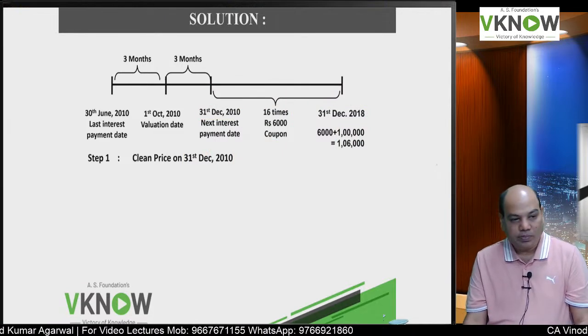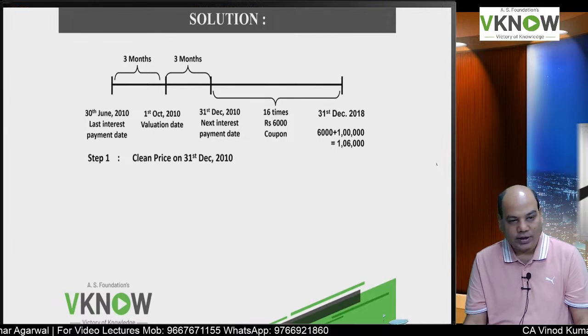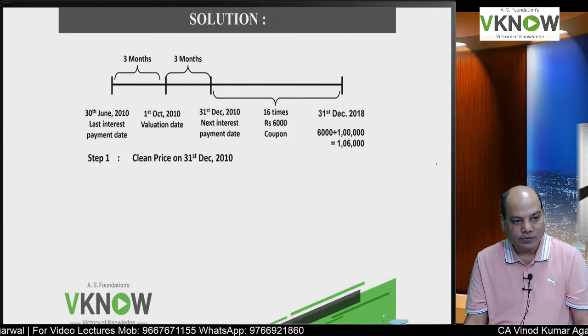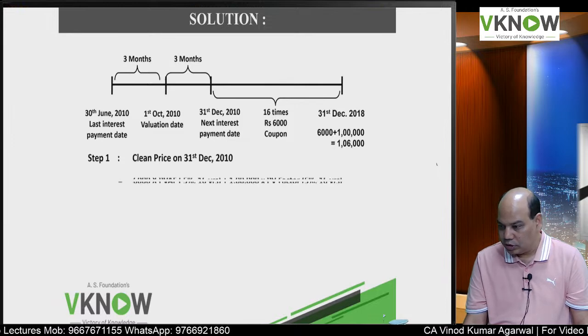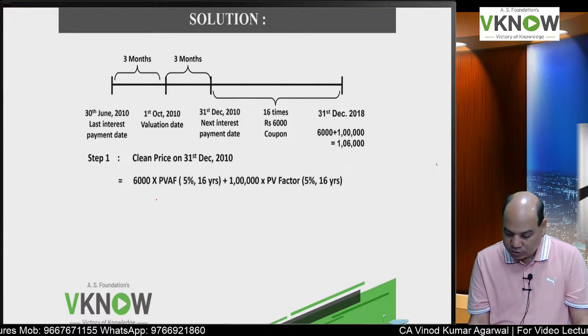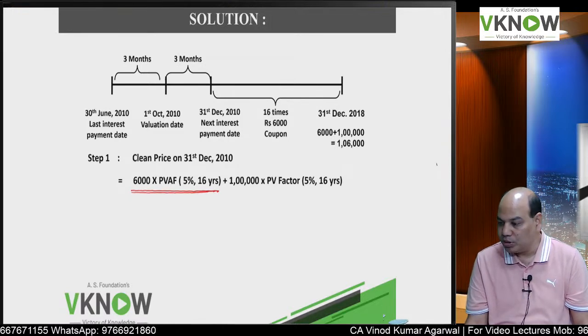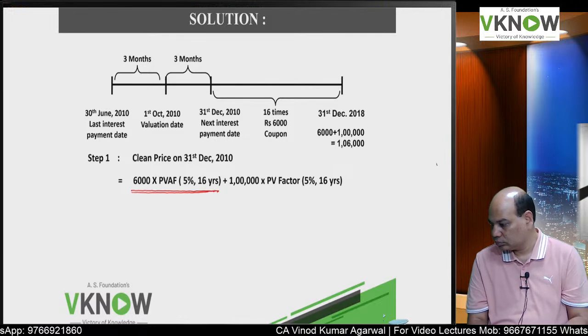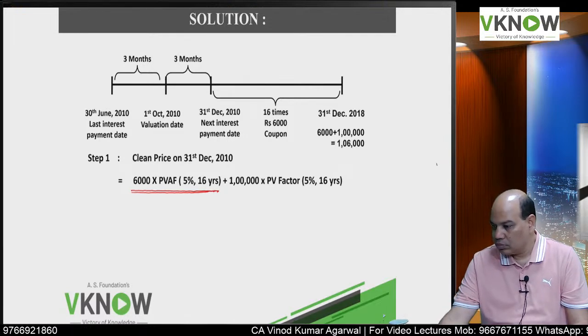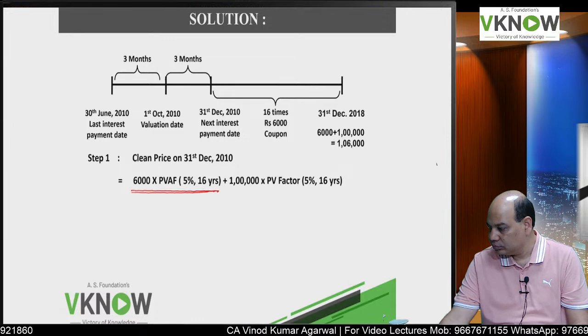Step 1 will be clean price on 31st December 2010. Then you write there calculation. I will show how to do it. Once again, 6000 into PV annuity factor in bracket 5%, comma 16 year.